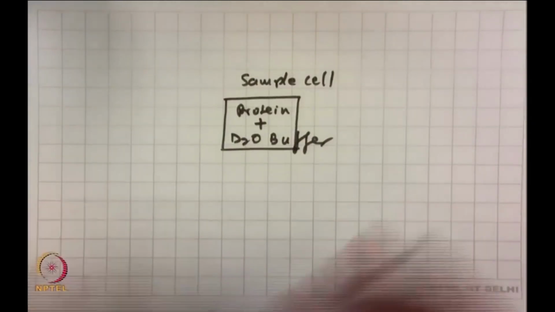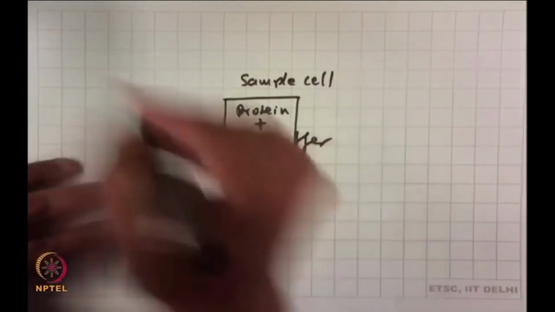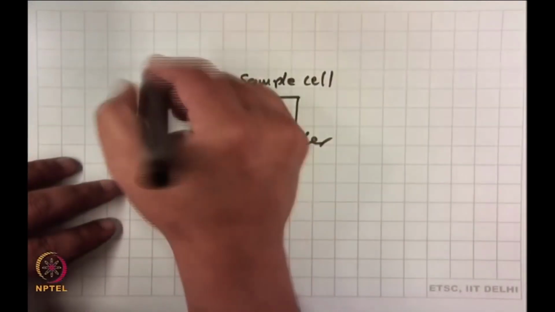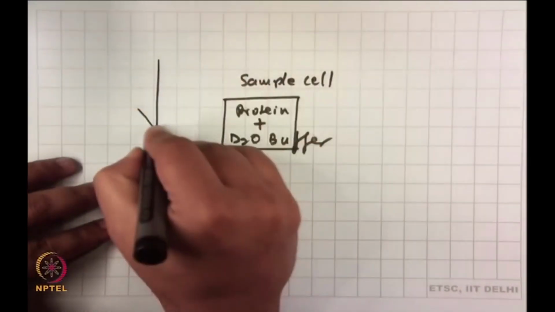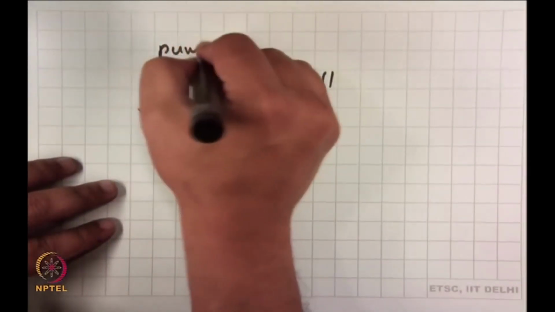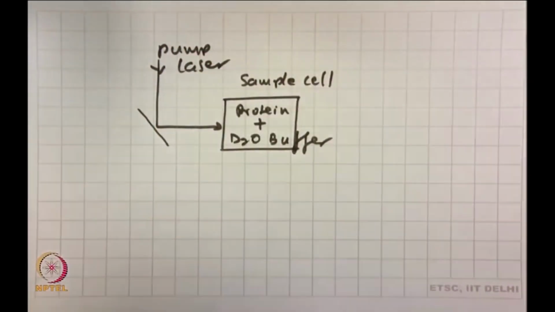Okay. Now, my laser is coming in, if you remember. Based on that block diagram, the pump laser comes in like this and goes into this. So, this is my pump laser. Now, listen to this very carefully. Which component in this sample cell do you think is absorbing the pump laser?